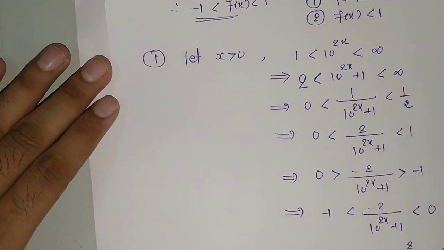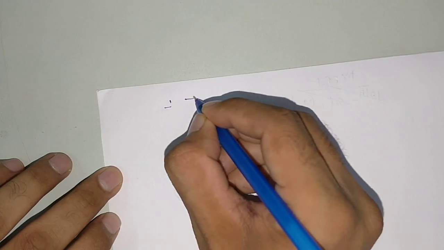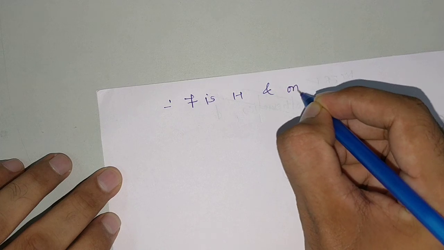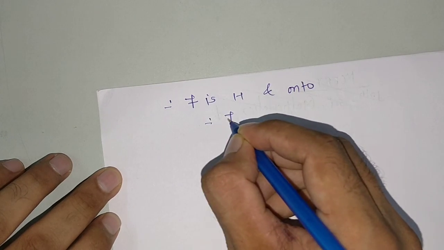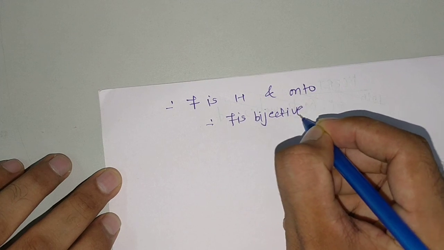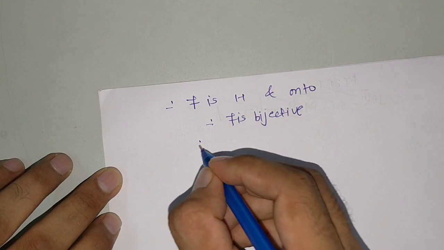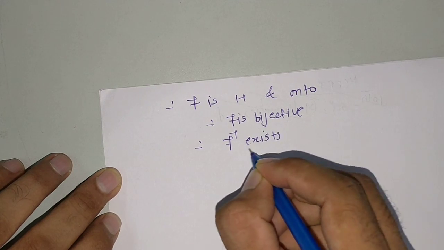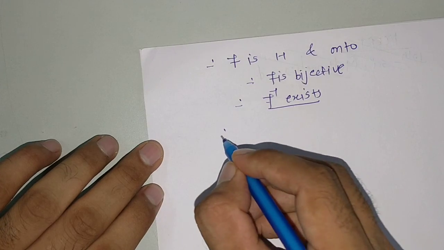Now as f is onto, we have both conditions satisfied: f is 1-1 and f is onto. Therefore f is bijective. Therefore f inverse exists. Now how to find f inverse?